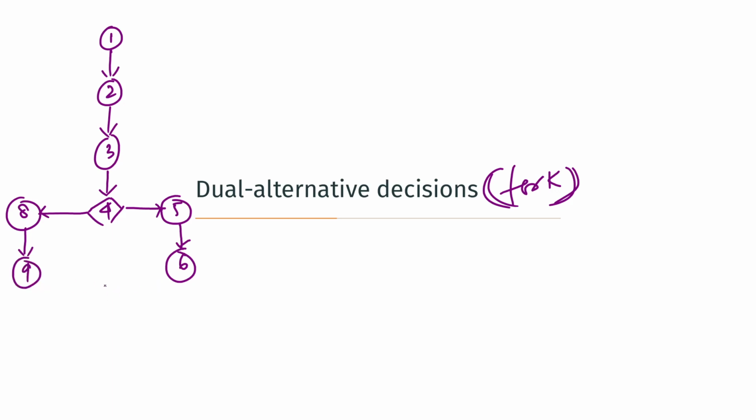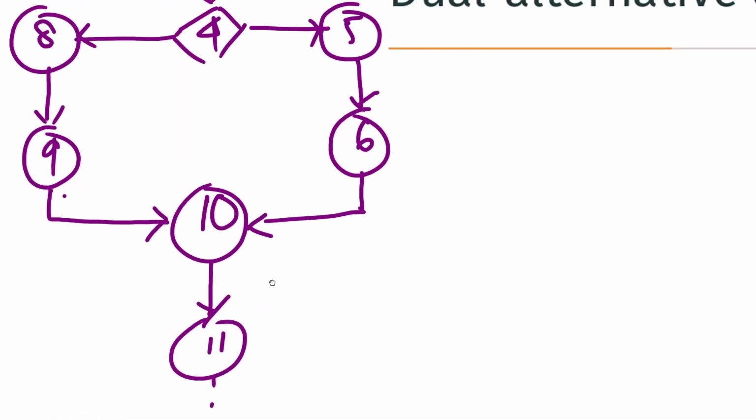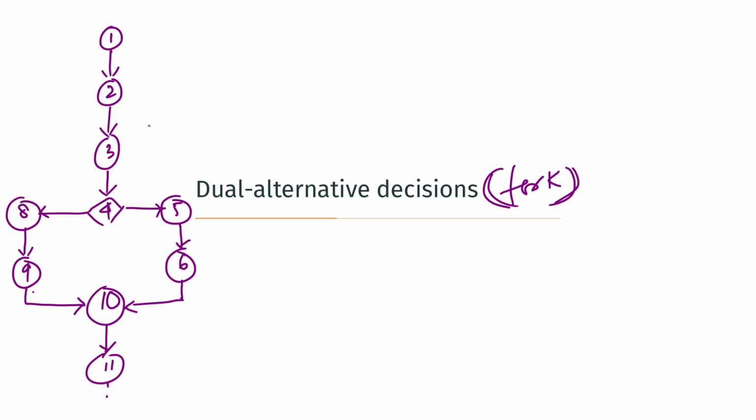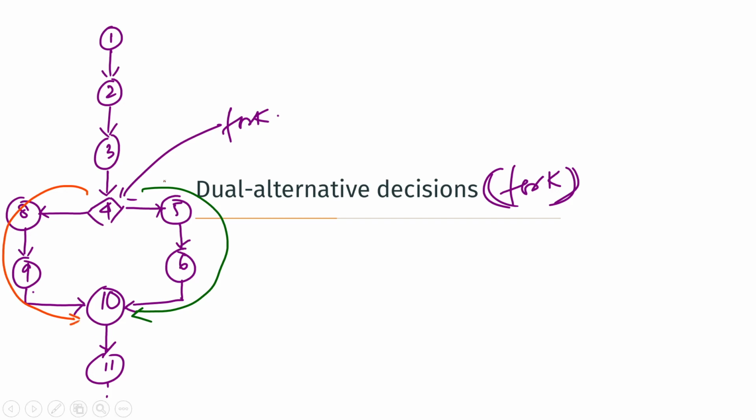And then eventually you join. Okay, so, sorry, 10. And then you carry on, 11, and so on and so forth. As you can see, it's a fork, right? It's a fork at this place. And it's called dual alternative because this decision can take you either this path or this path, right? So there are two ways you can go.